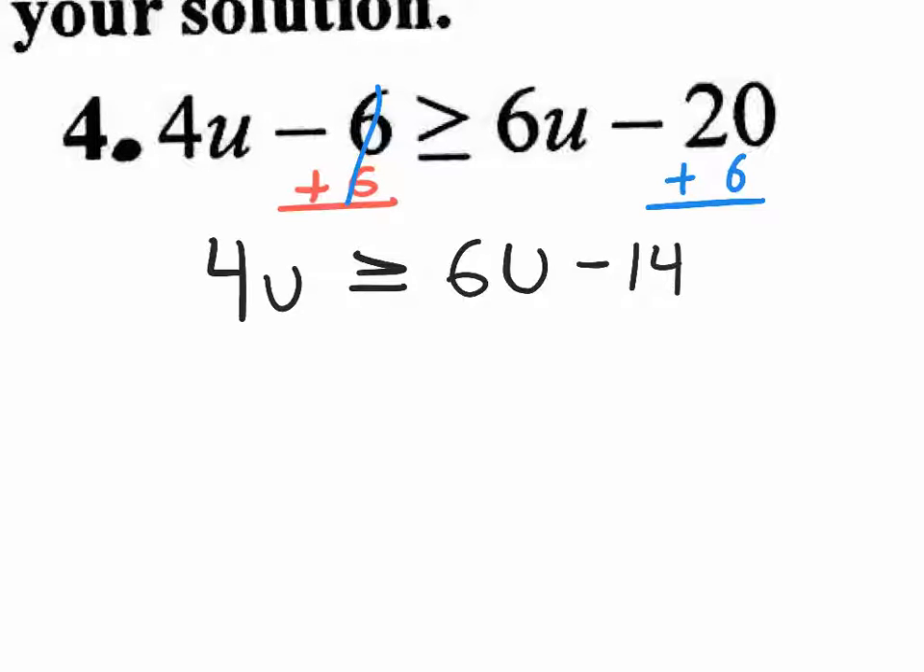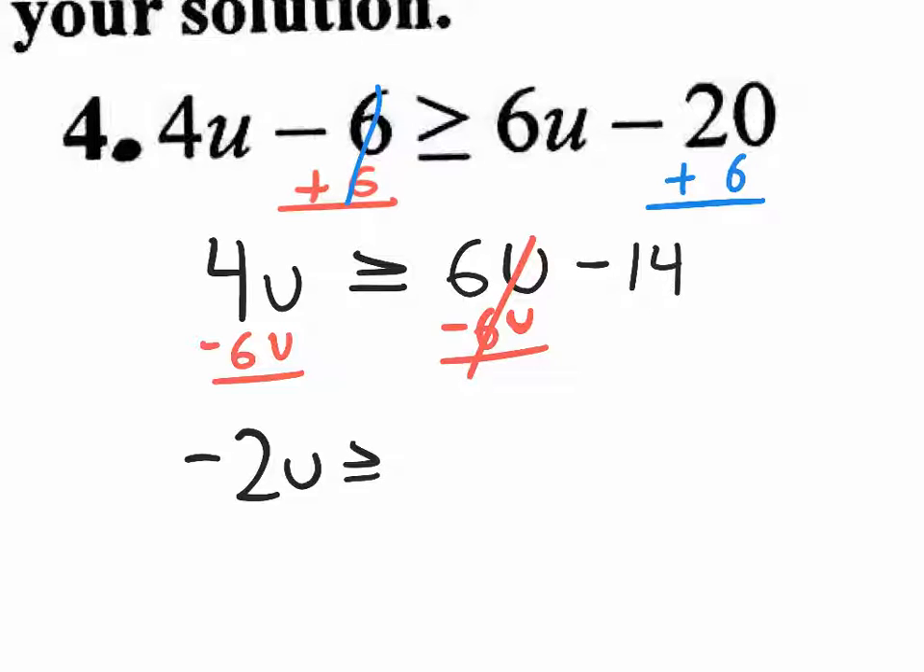Subtract 6u, right? So you're going to subtract 6u. That way it cancels out. What you do to one side, you do to the other side. And negative 2u, that's what we have left, greater than or equal to negative 14. Perfect. Thank you, Glenda.